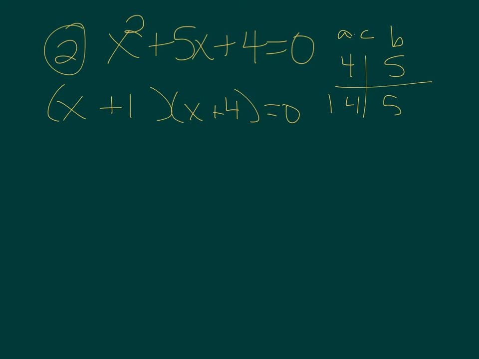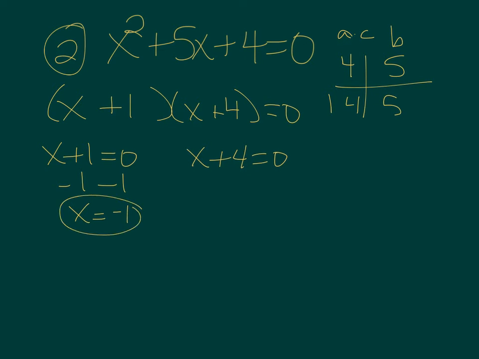Alright, so now again, that's the factoring. So now we want to split. So I have x plus 1 equals 0, and then x plus 4 equals 0. Okay, and we're going to solve both of them separately. So the first one, I'm going to subtract 1, x equals negative 1. This one I'm going to subtract 4, and we get x equals negative 4.